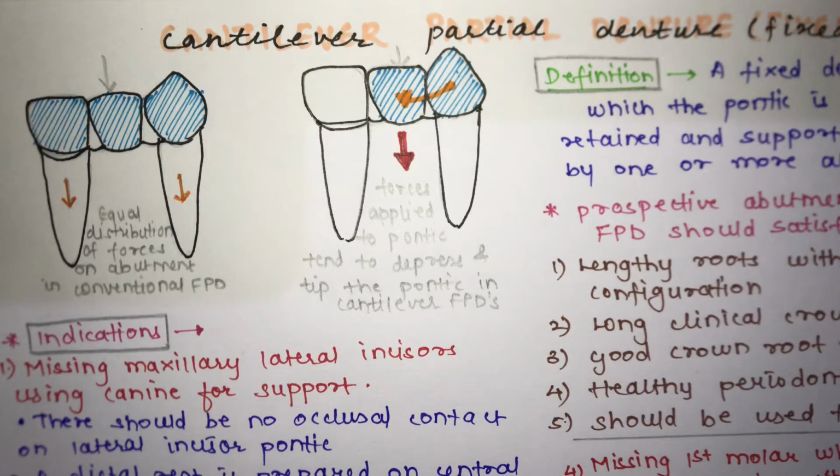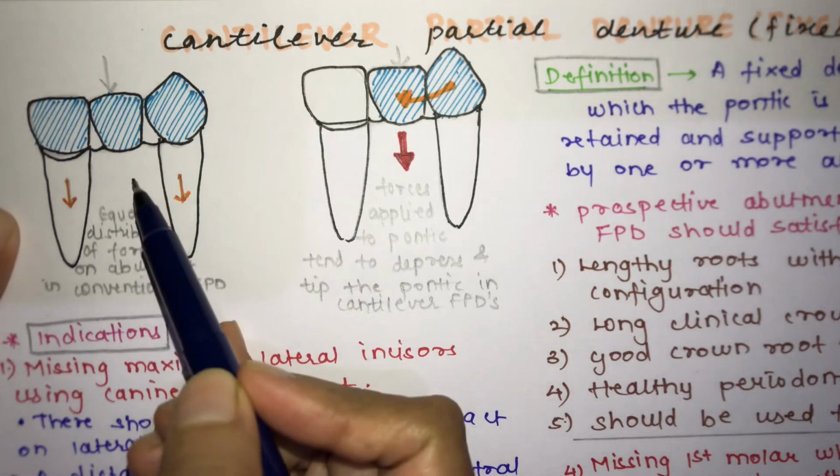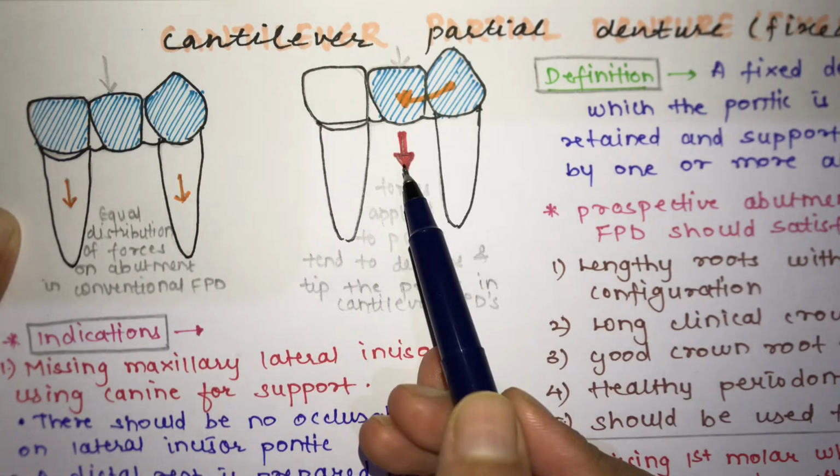Hello everyone, the topic is cantilever fixed partial dentures. Now over here, this is a type of fixed partial denture. This one is a conventional one, and this one is a cantilever fixed partial denture.